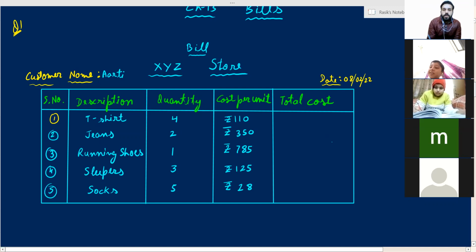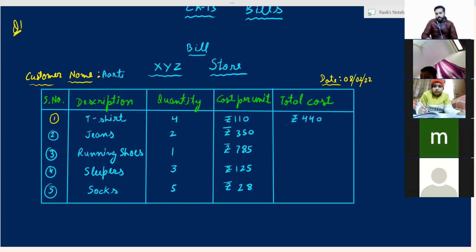Okay, only the first one. You will just multiply 4 and 110. What will be the total cost for T-shirts? Sir, 440. Start doing it. Complete the table, all of you. Varun Goel, complete it and post your answer in the group, everyone. Okay.